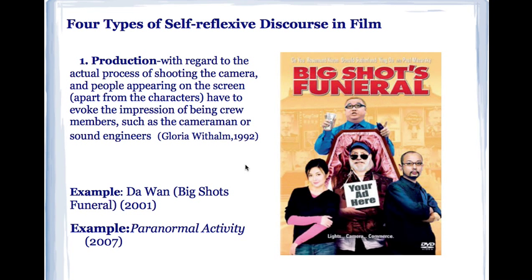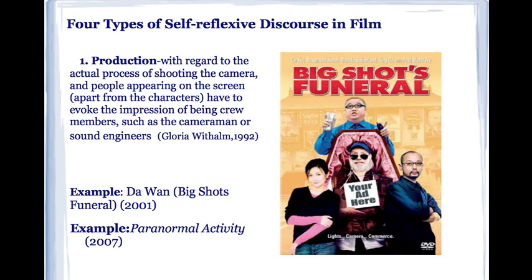First is production. To show a camera as part of the studio production of the film definitely has a self-reflexive quality. The most popular genres of self-reflexive films could be film in film or Hollywood on Hollywood. Therefore, the production here refers to the actual process of shooting, and the people appearing on screen have to evoke the impression of being crew members, such as the cameraman or sound engineers.